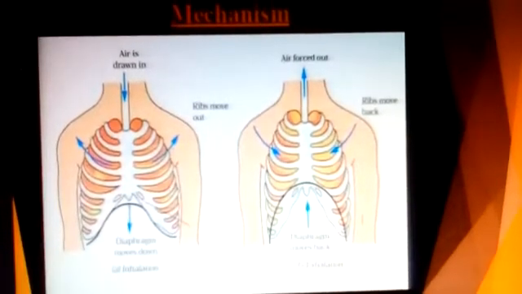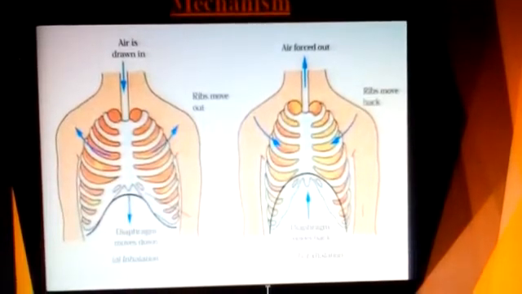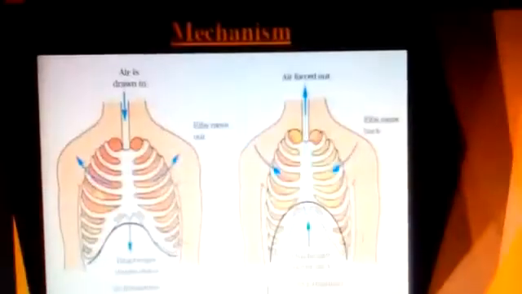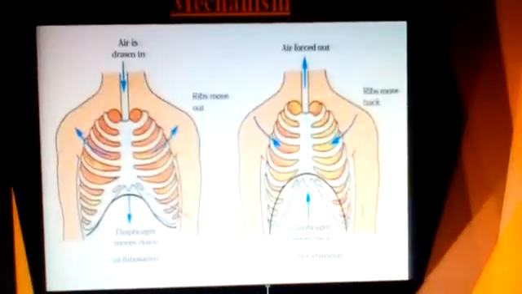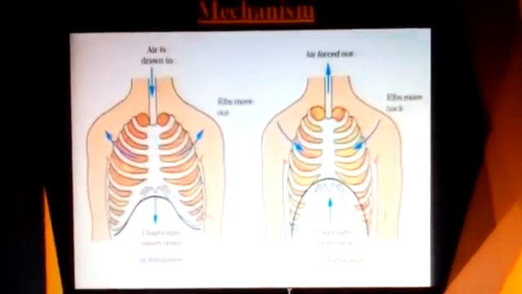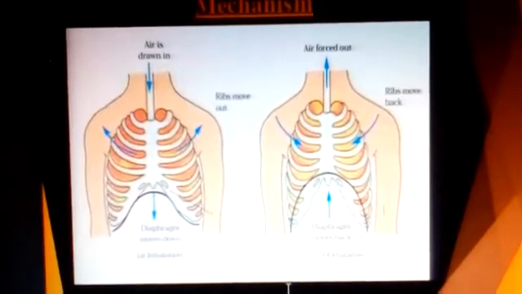Hello students, let us continue the lesson Respiration in Organisms. Now let us learn about the mechanism of breathing. What happens during breathing? During inhalation, the ribs move up and outwards and the diaphragm moves down.